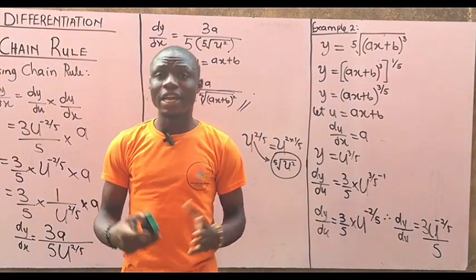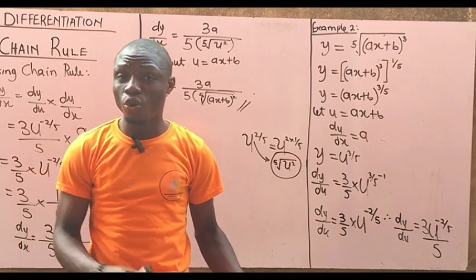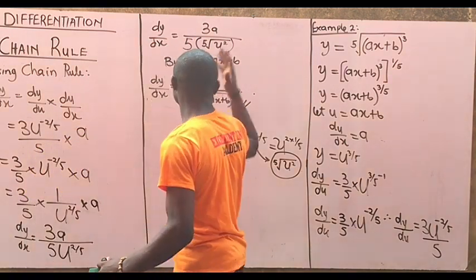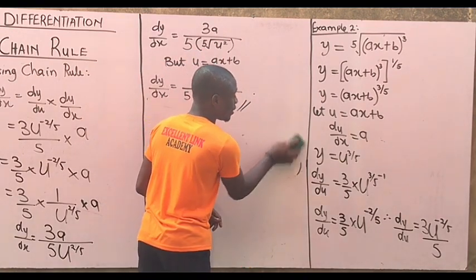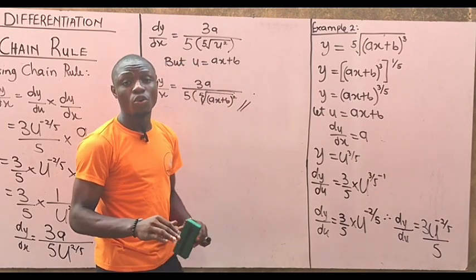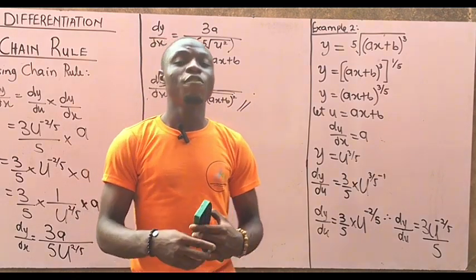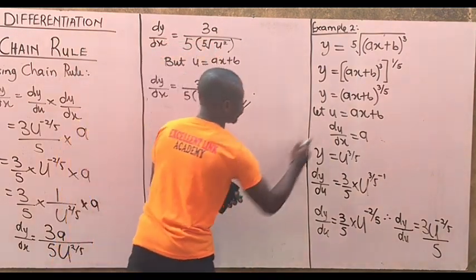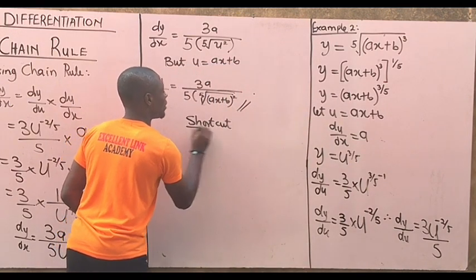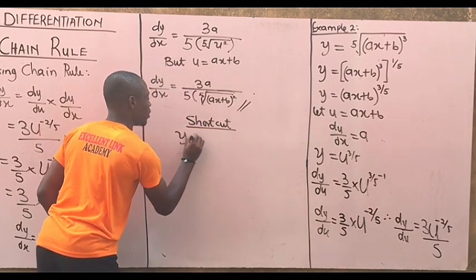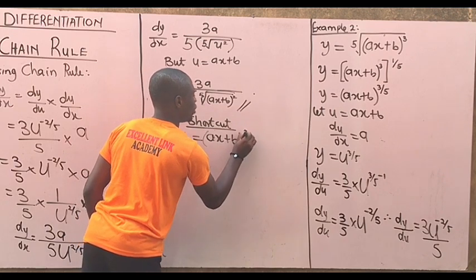In the next class, we'll try to further explain how to use the chain rule shortcut. Instead of going through this long process, there's a shortcut that guides the chain rule, which I want to discuss much more later in our next class. But before you go, I will show you the shortcut so that you have high interest in it. Let's say I'm having this question: y is equal to ax plus b all to the power 3 over 5.